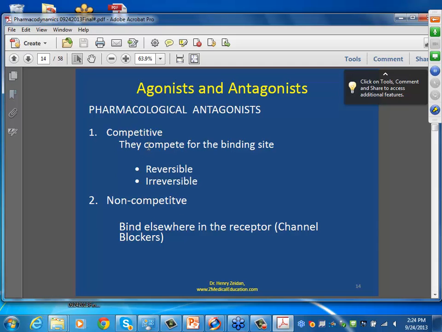In terms of terminology, as the name implies here, competitive, they compete for the binding site. And if you are dealing with a competition, you can expect this competition to be reversible or irreversible. Of course, it's reversible if the nature of the binding of the drug is a non-covalent linkage. So you can work with the binding site. If you want to reverse it, you can add more of the natural product, the natural substrate.